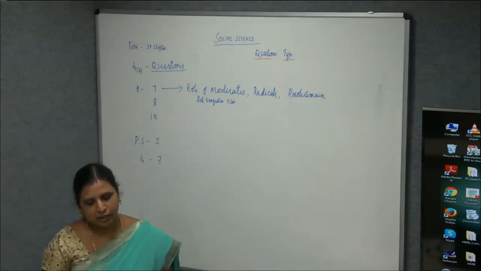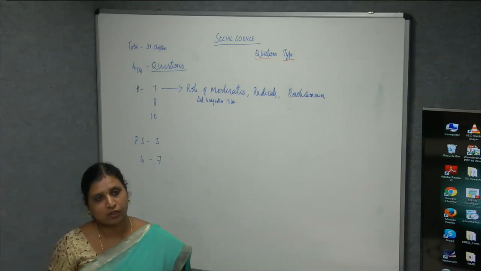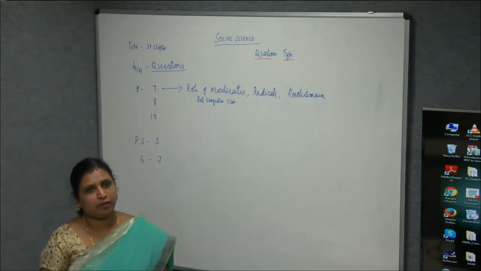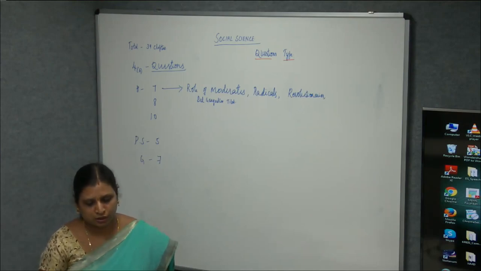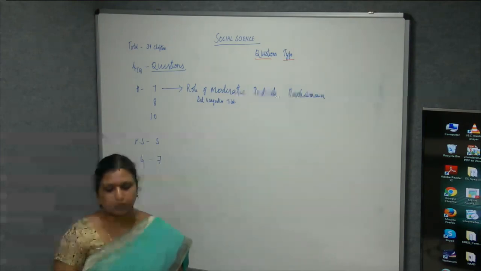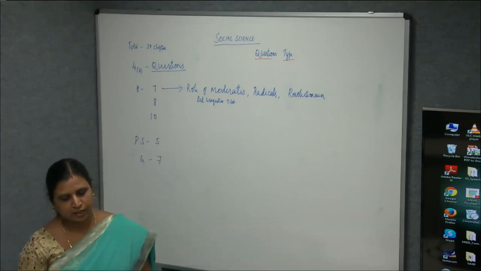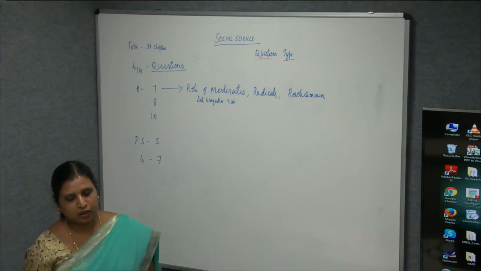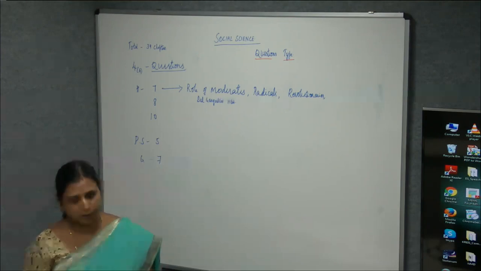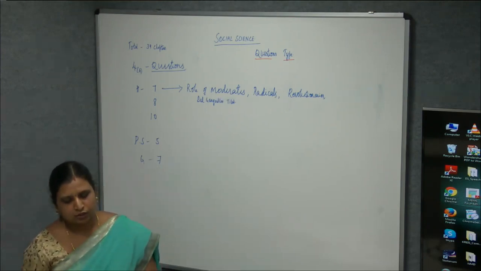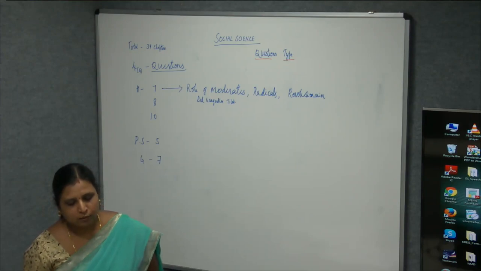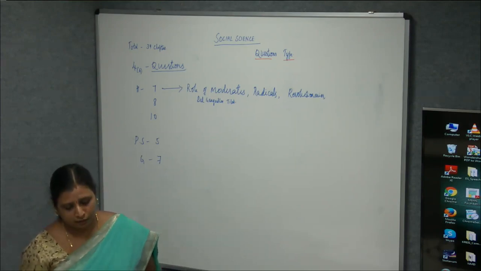And the next one is, explain the role of revolutionaries in the freedom struggle. For this also you have to write the meaning of the revolutionaries. The revolutionaries were small groups which operated secretly to throw the British out of the country. And who were the revolutionary leaders? V.D. Savarkar, Rajguru, Rash Behari Bose, Bhagat Singh, Chandrasekhar Azad, etc. And what are the demands of the revolutionaries?